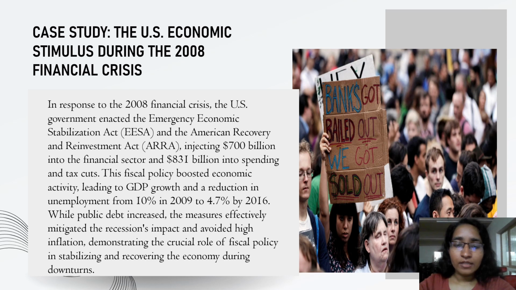In early 2009, the government also introduced the American Recovery and Reinvestment Act, injecting $831 billion into the economy through government spending and tax cuts. This money supported infrastructure projects, education, healthcare, and provided tax relief to individuals and businesses. As a result, economic growth resumed and unemployment, which peaked at 10% in 2009, fell to around 4.7% by 2016. Although federal debt increased, the measures were crucial in reducing the recession's impact and aiding recovery.